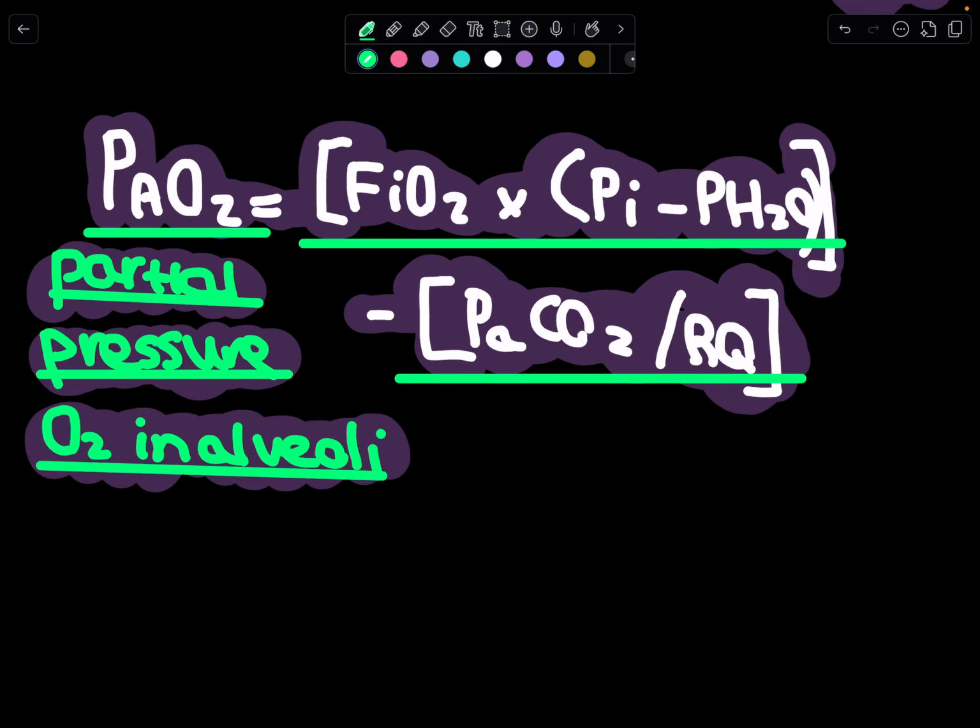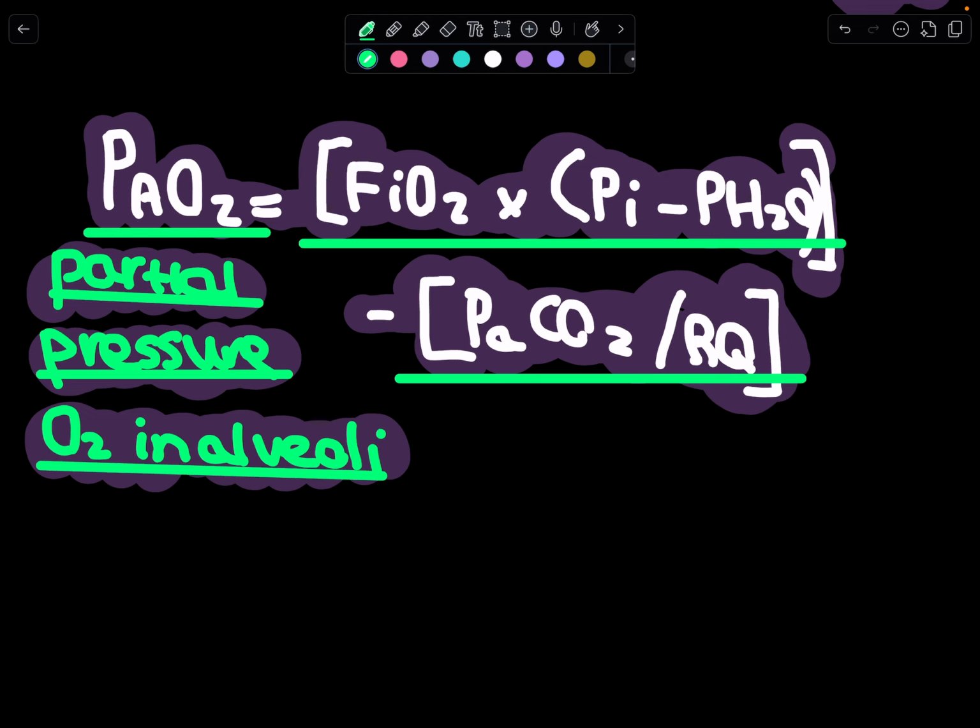Now, why do we multiply by FiO2, the fractional concentration of oxygen? Because FiO2, 0.21 for room air, tells us what portion of that remaining pressure comes from oxygen. So, 0.21 times 713 gives us roughly 150 millimeters of mercury. And what does RQ, the respiratory quotient, mean, and why do we throw that in the equation too?